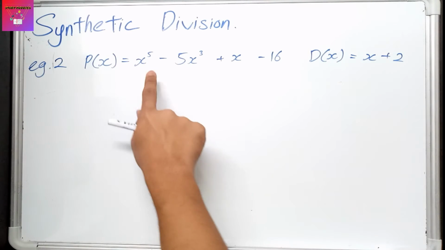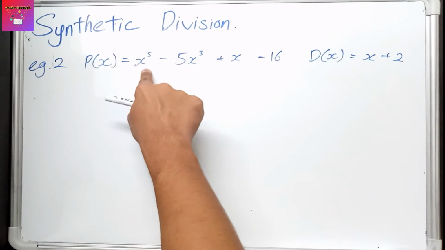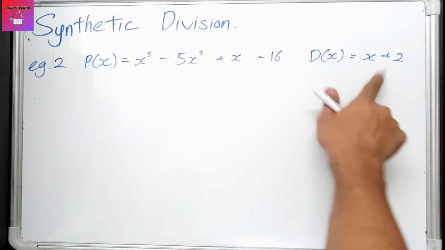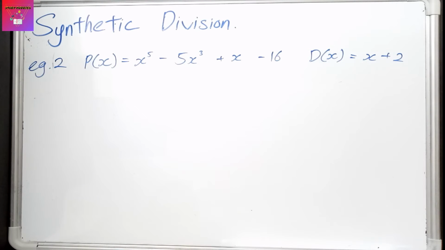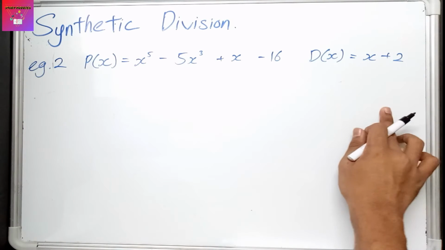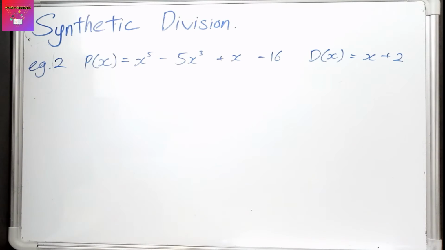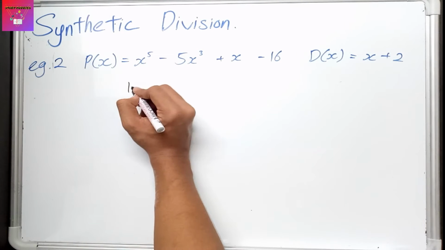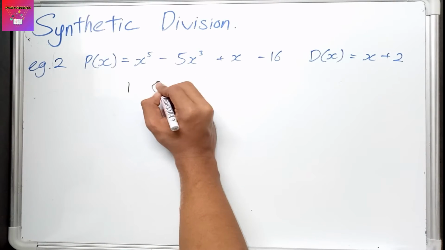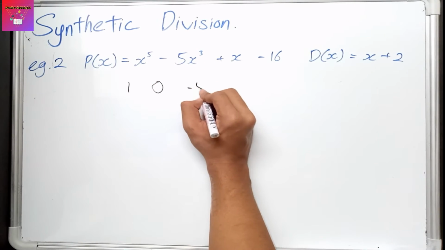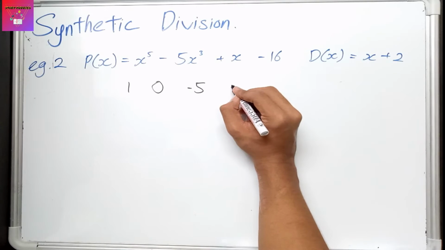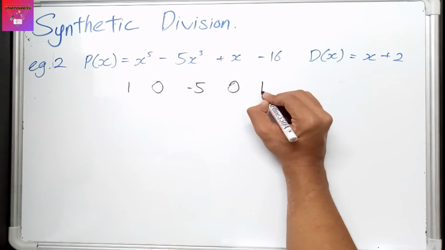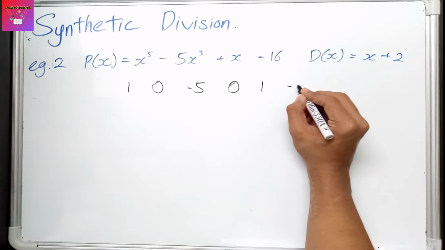So we have the highest degree here for the p(x) is x to the power 5, and this would become our dividend, and then the divisor. So now, as what we have seen just now, we are going to list down all the numbers in front of the coefficients. Since it's a power 5, we start off with 1. Power 4 we don't have any values, 0. Power of 3 we have negative 5. X to the power of 2 we do not have any values, so 0.